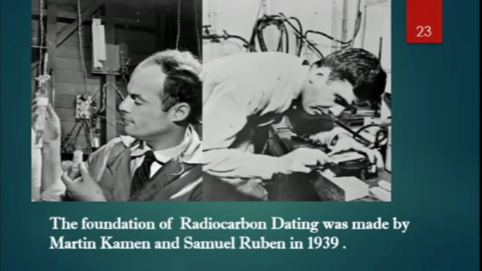The foundation of radiocarbon dating was made by Martin Kamen and Samuel Rubin in 1939. They began experiments to determine if any of the elements common in organic matter had isotopes with half-lives long enough to be of value in biomedical research. They synthesized carbon-14 using the laboratory's cyclotron accelerator and soon discovered that this atom's half-life was far longer than had been previously thought.